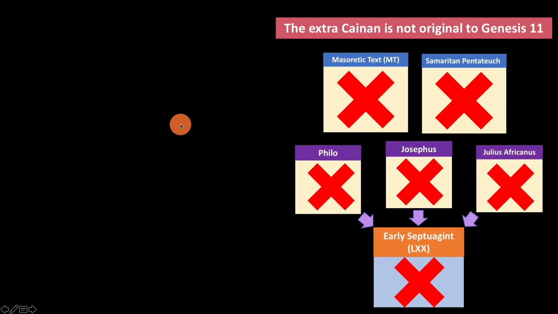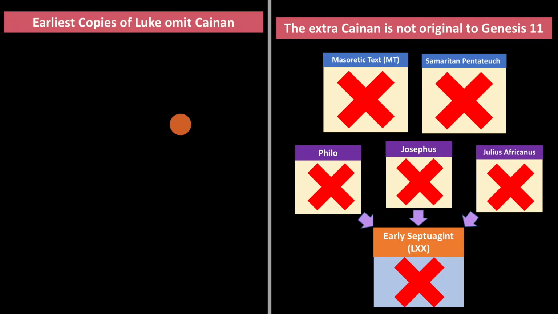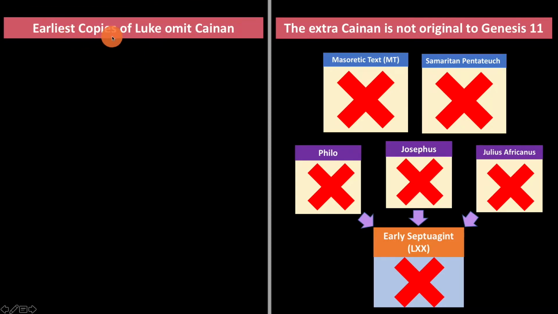Rather, if you want to demonstrate that it is due to an early copyist error, what you have to show us is that the earliest copies of Luke omit Kainan. And Safarti in his article realizes this. And he presents us evidence that in fact the earliest copies of Luke do omit this extra Kainan. So let's look at his evidence.